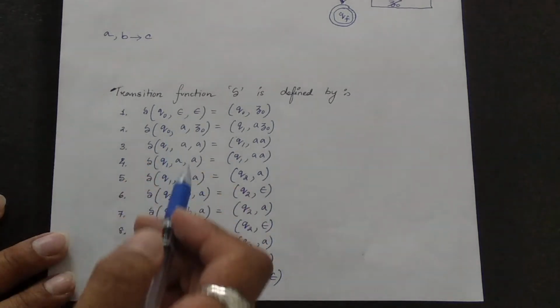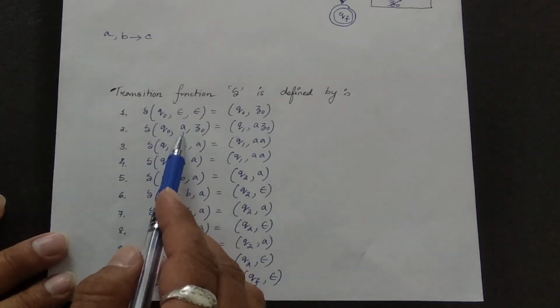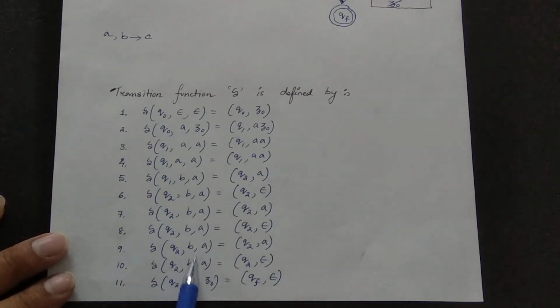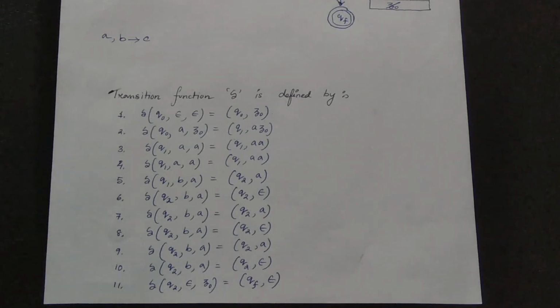So you can check the process, the same one: epsilon, 3 times A, then 6 times B, and then final epsilon. Clear? So this is one example where we have understood how to construct a PDA for the language A to the power n, B to the power 2n.